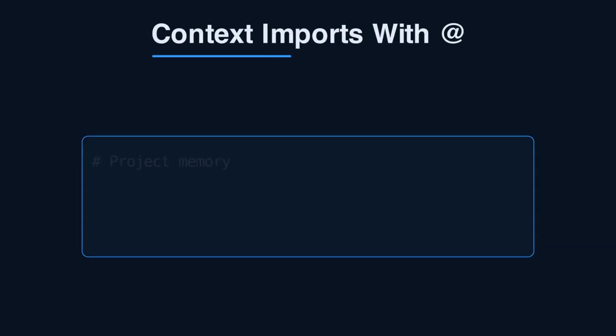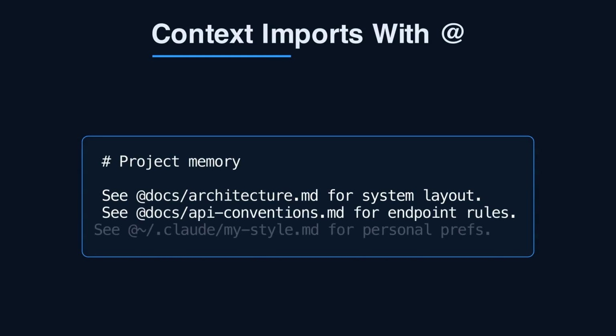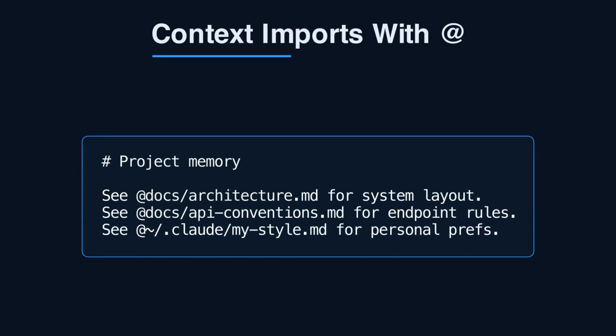Cramming everything into one file gets messy fast. Instead, split docs and import them with an @ sign path. Write @docs/architecture.md inside Claude.md. Claude pulls that file in when the session loads. Imports can nest up to 5 levels deep. This keeps your root file short and your detail modular. Point imports at living docs your team already maintains.